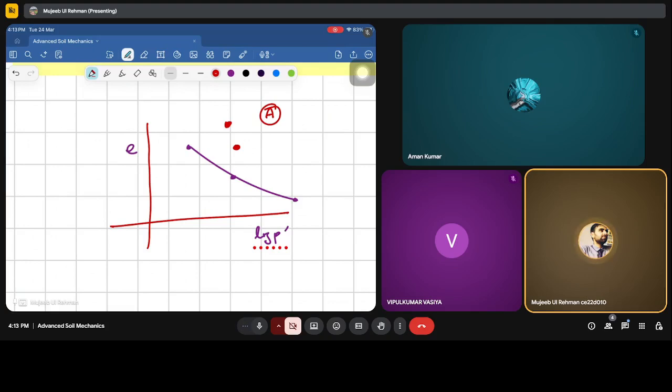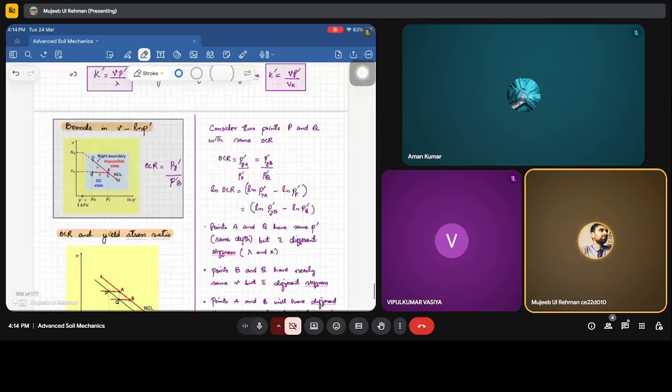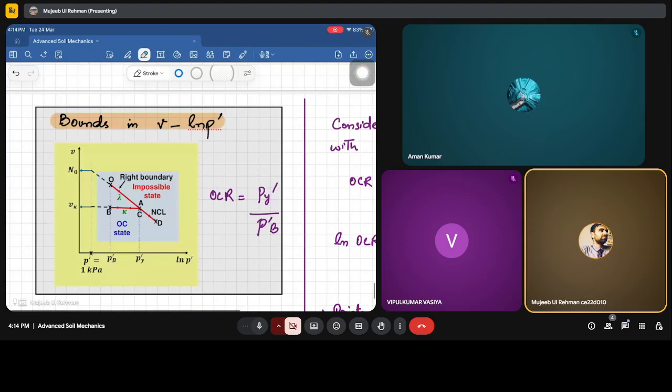No. Why? Because this is the stress the soil is experiencing in the current time, and we can't expect a state which is going beyond this or above this, and above this CSL, the critical state line. So on the right side of the critical state line, we can't expect any state. We cannot expect any state beyond this line.